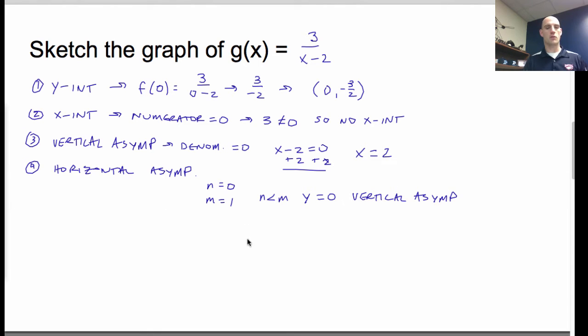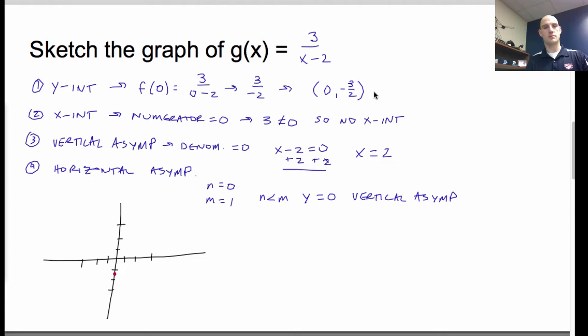And so let's look at what this does to our graph. So I'm going to sketch myself a little coordinate plane here. And if my y-intercept is 0, comma, negative 3 halves, I've got to put on some little tick marks here. 3, 1, 2, 3, 1, 2, 3. Okay, so negative 3 halves is negative 1.5. So I'm going to come down here. I go 1.5. So that's my y-intercept.